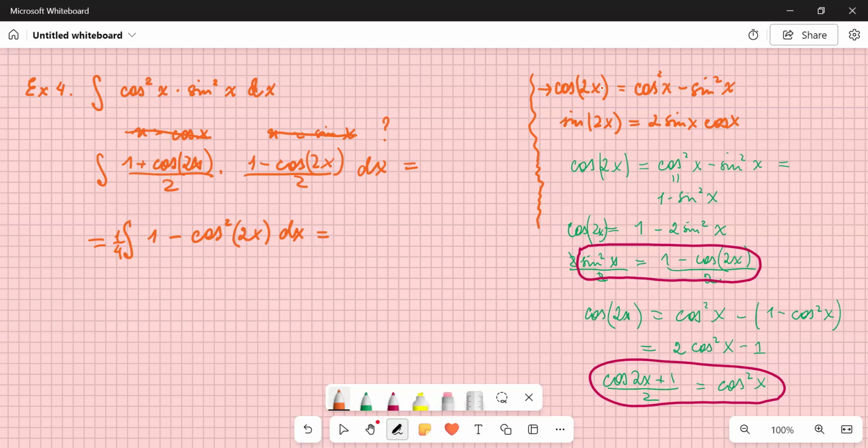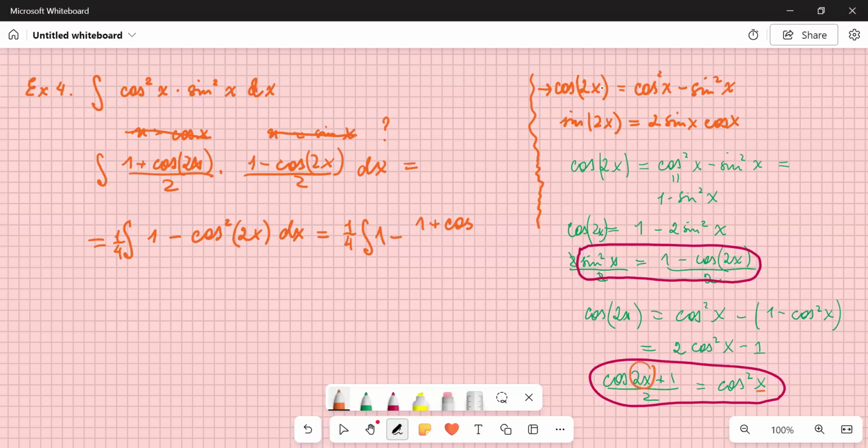Because I have a cosine square, I can convert it into the first power of cosine. That's what I'm going to do. I'm going to write down 1 over 4. 1 cannot be converted to anything, so I'm just going to leave it. And instead of cosine square, I'm going to write down 1 plus cosine. My angle is 2x here.